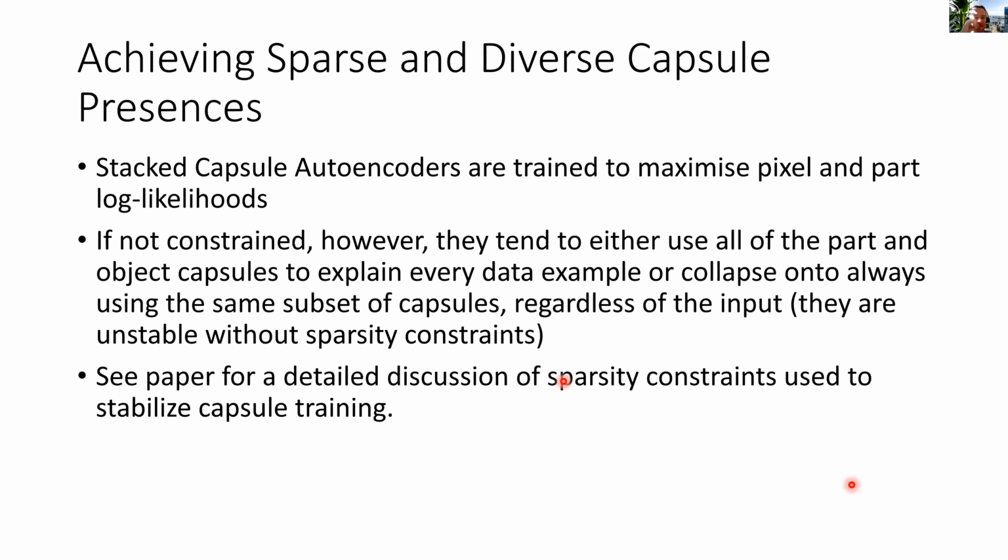Achieving sparse and diverse capsule presences. Stacked capsule autoencoders are trained to maximize pixel and part log likelihoods. If not constrained, however, they tend to either use all or part of the object capsules to explain every data example, or collapse onto always using the same subset of capsules, regardless of the input. They are unstable without sparsity constraints. See the paper for a detailed discussion on sparsity constraints used to stabilize capsules training.